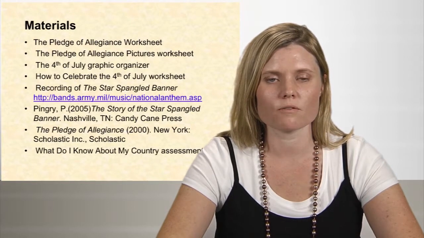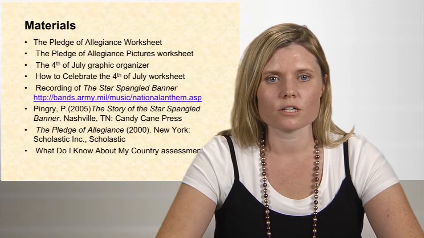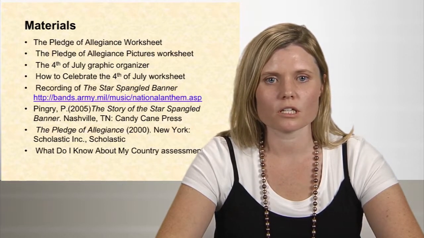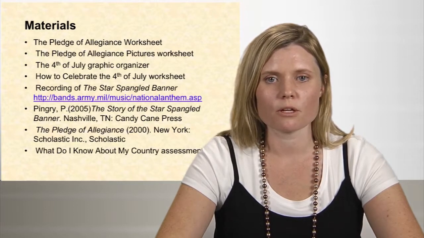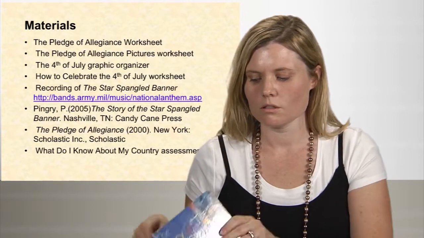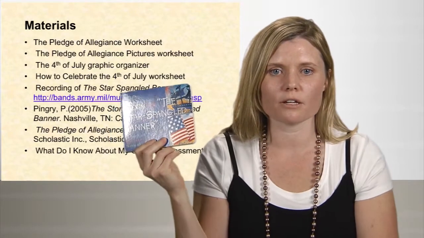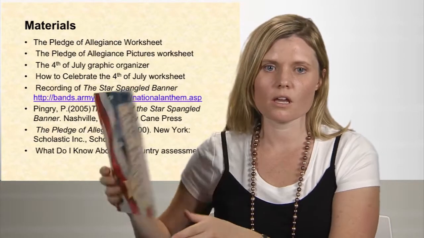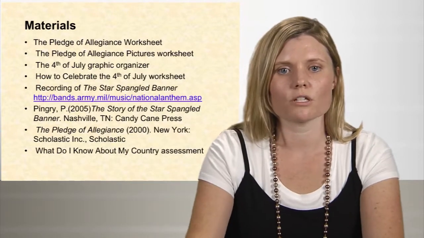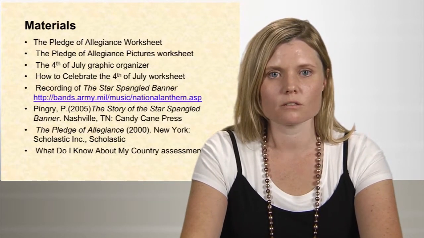The materials needed for this lesson are the Pledge of Allegiance worksheet. There's also a pictures worksheet that goes along with it. There is a 4th of July graphic organizer, a How to Celebrate the 4th of July worksheet. You'll need a recording of the Star-Spangled Banner, and listed is a good one that you can find online. You'll also need the book The Story of the Star-Spangled Banner, and the Pledge of Allegiance. And finally, you'll need the What Do I Know About My Country assessment.